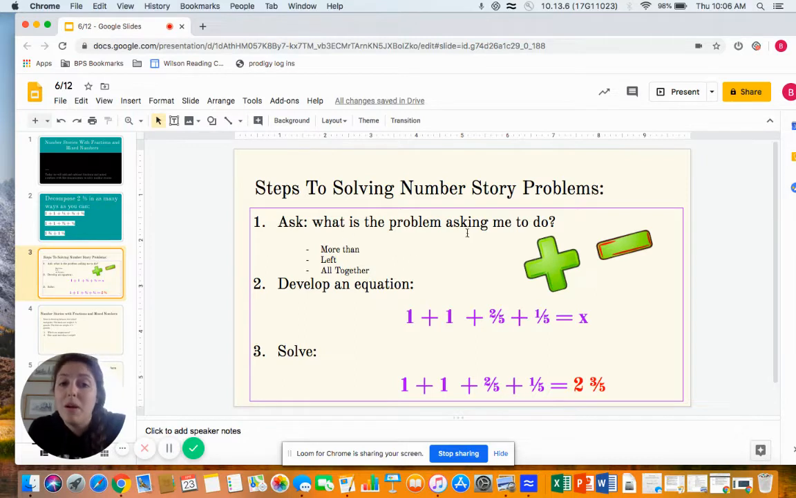Once you figure out what the problem is asking you to do, you move on to step number 2, to develop an equation. If I was to develop an equation to decompose my fraction, I might have it look something like this. When you develop an equation, you don't necessarily solve it right away. You use an unknown, which always is a number, to represent what you're trying to do. Once you have your equation developed, then you can move on to step 3 and solve. So today, let's try out doing this with fractions.